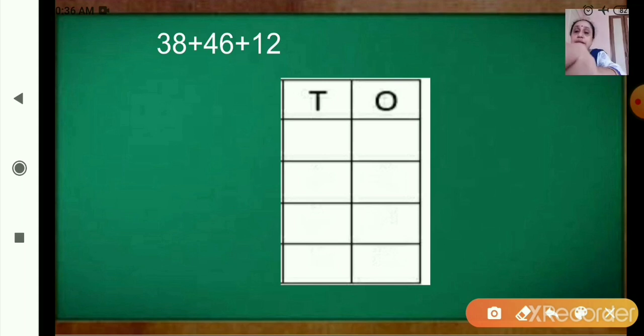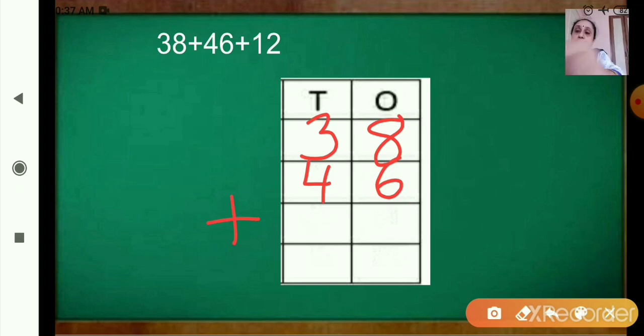Okay. 38, 8 and 3 like this. Then 46, 6 and 4. Put the plus sign here and 12. This much you have done. Now first, what do we have to add? Which numbers? 8 plus 6. How much did you get? Do the rough work. 14 you got. Okay.